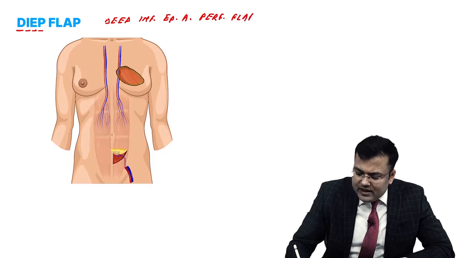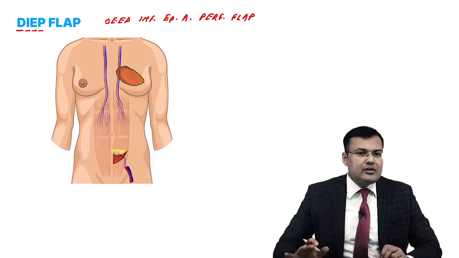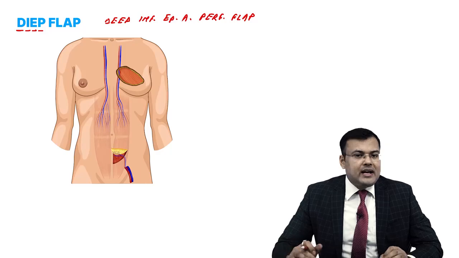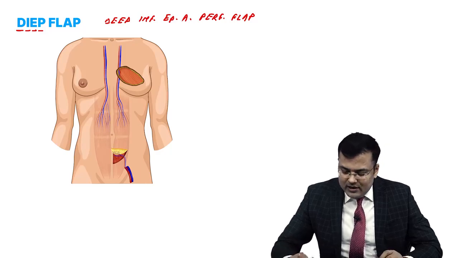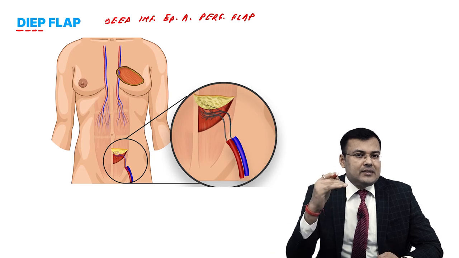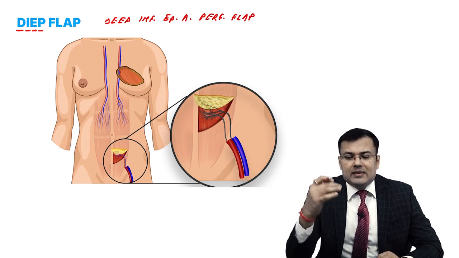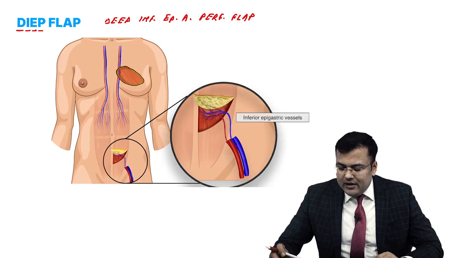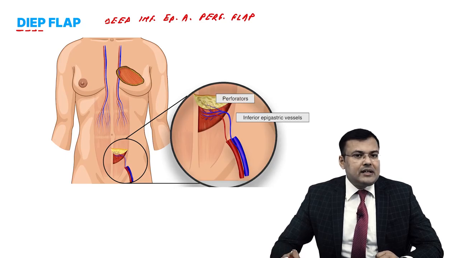So the term is self-explanatory. It is based on perforators of deep inferior epigastric artery. Clear? See how it's done? In this case, you can notice that we are just going to take skin plus fat. Muscle is spared. We are not going to take the muscle, and you can see it is based on inferior epigastric perforator.